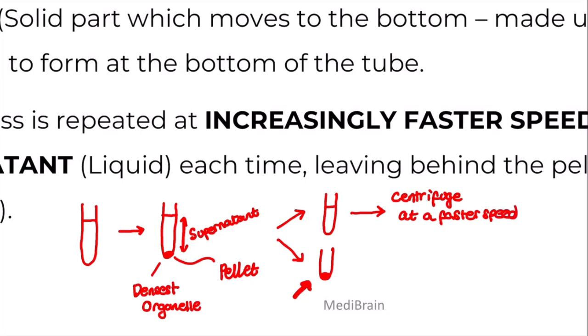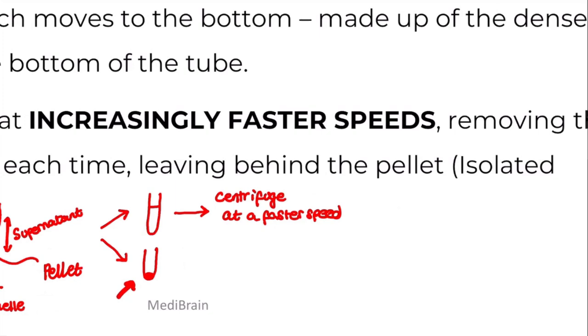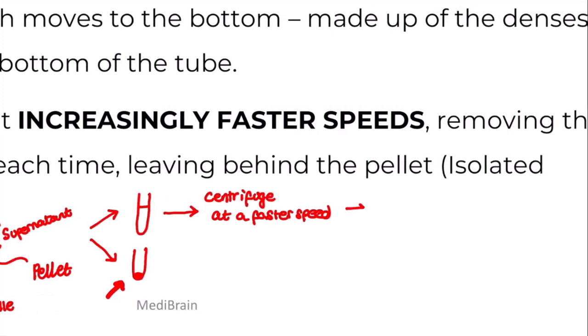Okay, centrifuge at a faster speed. If you centrifuge at a faster speed, the next thing that you're going to get is a test tube that still has the same supernatant, but you will have a different organelle which sinks to the bottom because you've centrifuged at a faster speed. And this will be the second densest organelle.